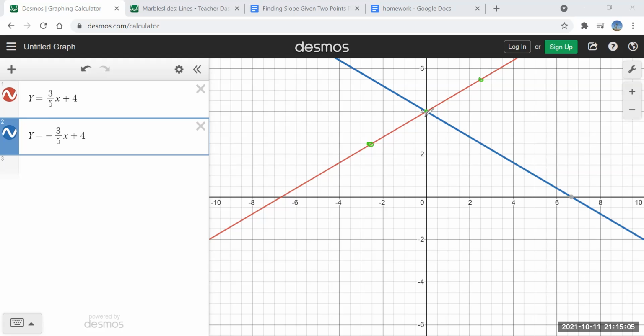So we're going to pick the 3 to be negative in this case. So I'm going to go down 3, 1, 2, 3, and to the right 5, 1, 2, 3, 4, 5. And it lands us right at this point here. So that's just a little fun with our positive and negative slopes.